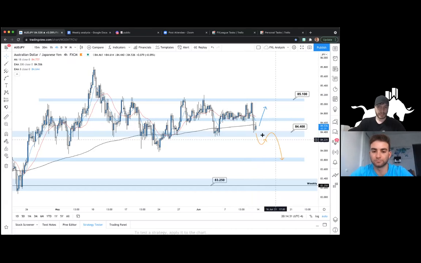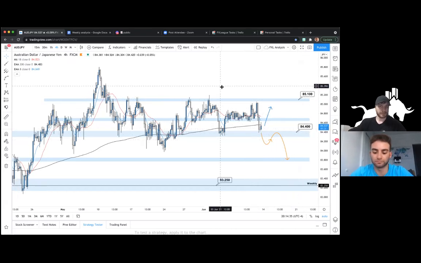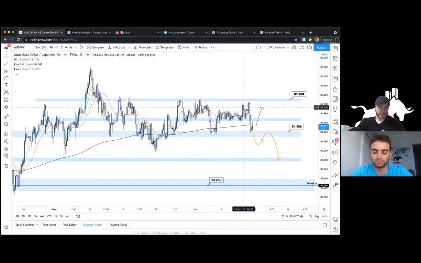So it'll reverse here at support, probably make an attempt back towards the 85.1 area. That's just kind of what we're seeing right now. It hasn't broken anything yet. It's still respecting support and resistance of the range. So, can't really do much.